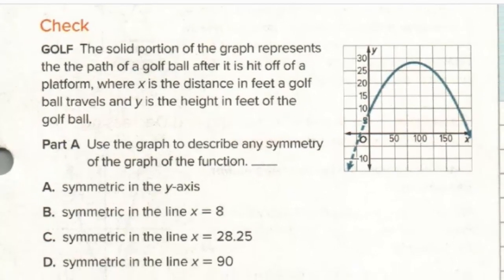Okay, so for golfing, the solid portion of the graph represents the path of a golf ball after it's hit off a platform, where x is the distance in feet a golf ball travels, and y is the height in feet of the golf ball. Part A, use the graph to describe any symmetry of the graph of the function. Well, it looks like it has symmetry right about here. And we can clearly see that that's under 100. So out of our answer choices, the one that's closest to 100 but not going over appears to be choice D.